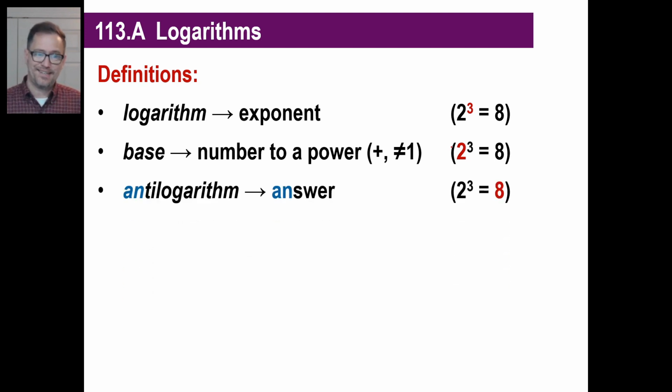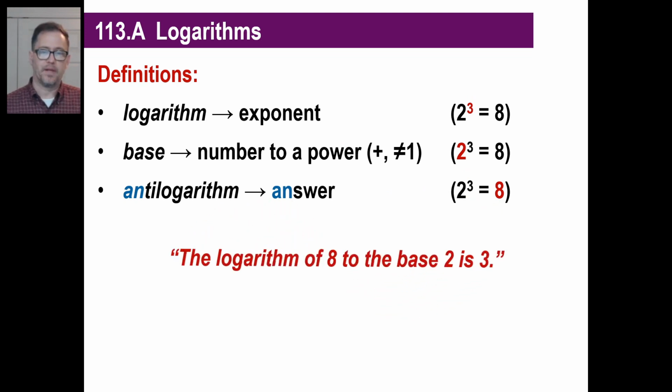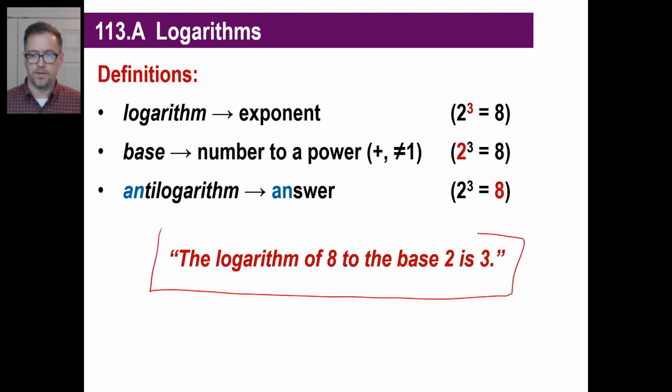The anti-logarithm is the same thing as the answer. So 2 to the third power is 8, so 8 is the anti-logarithm of that little problem. The logarithm of 8 to the base 2 is 3. You're going to write this down and circle it or star it or highlight it, put smiley faces on it, whatever, have your dog lick it, something to set it apart so you can look back at this a jillion times, because you're going to use this as your basis for everything. The logarithm of 8 to the base 2 is 3.